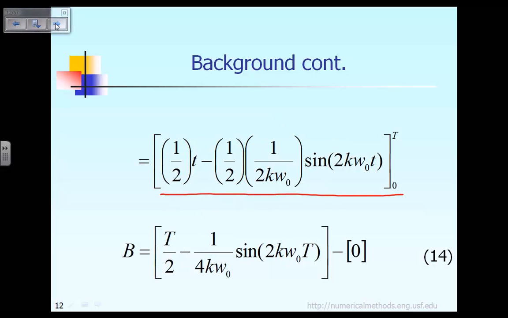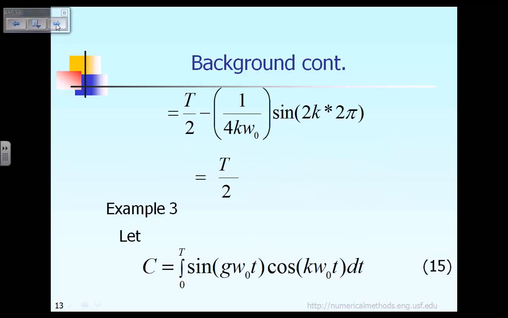Finally, if we substitute the value of small t with the upper limit, capital T, and then subtract the value with the lower limit 0, immediately we get equation 14. Look at equation 14. This is what we got: B equals T over 2 minus 1 over 4k omega naught times sin of 2k omega naught T. That is equation 14, which is very straightforward.